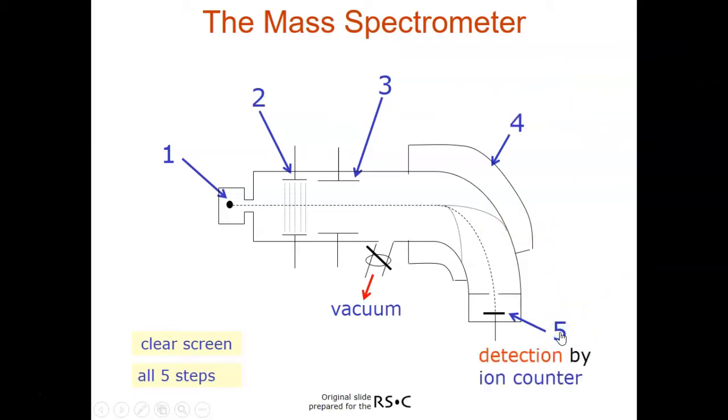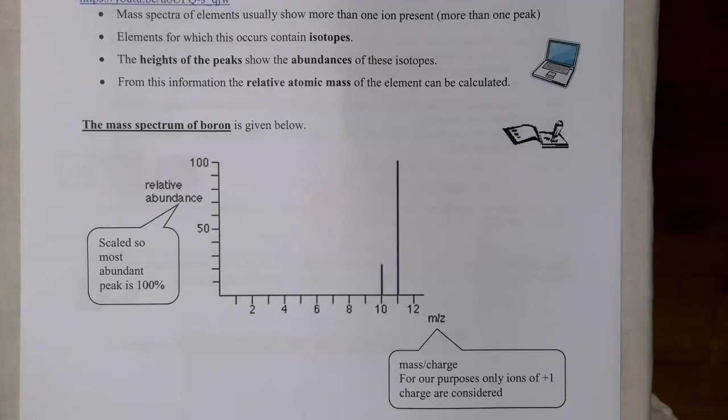The important bit to notice here is that you have to hit it with a very high energy electron to turn it into a positive ion. So all the species detected in a mass spectrometer will have a positive charge. You have to remember a mass spectrometer is used to weigh atoms. Now because isotopes will weigh different amounts, we'll get different peaks on our mass spectra.